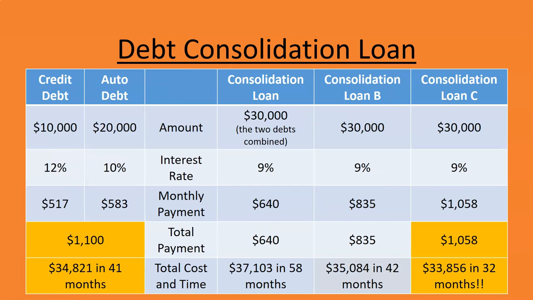What if we tried to pay the same amount? So we're going to go fairly close, and I wound up with this number, 1,058, which is close to the 1,100 we were paying. And that was just to make this end in exactly 32 months. So in 32 months, if I can make this payment, I'm only going to pay $33,856. Now I'm nearly $1,000 less than the original two debts, and I'm going to pay them off 9 months sooner. So it's fairly amazing what can happen like that.